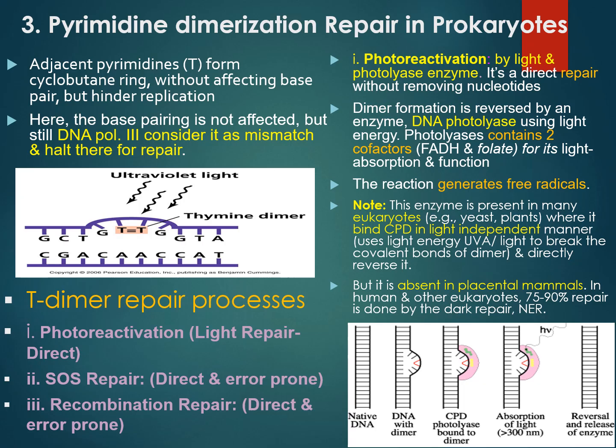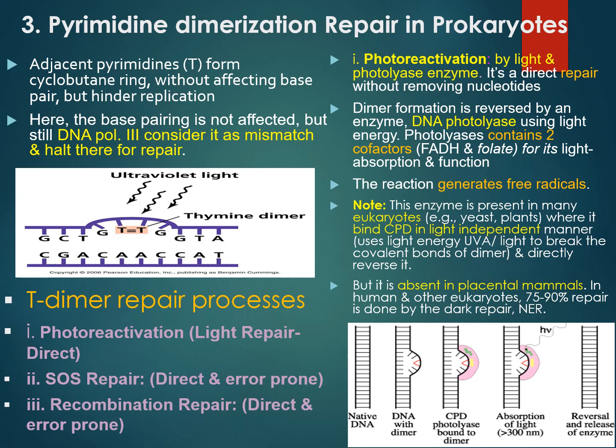And this dimerization can be repaired in the prokaryotes by different mechanisms. First one is photoreactivation. Next, SOS repair and recombination repair. Photoreactivation is the direct, straightforward action where the problem occurs due to the UV light. Now that is rectified by normal light. With the help of normal light and an enzyme called photolyase, it will just reverse the reaction. It will cleave such covalent bond and reverse the situation. And this photolyase enzyme contains two cofactors, FADH and folate. It is a light dependent process.